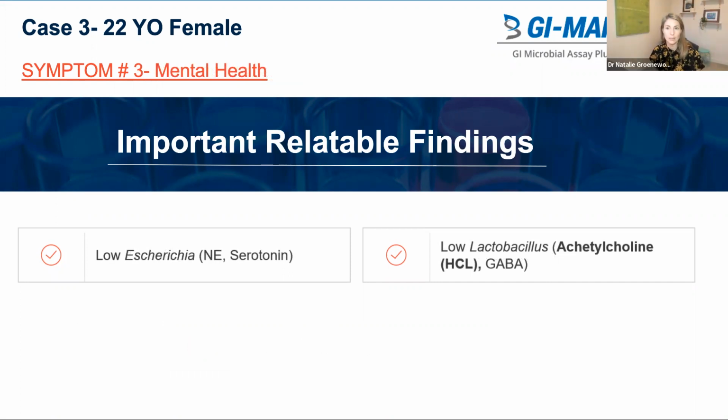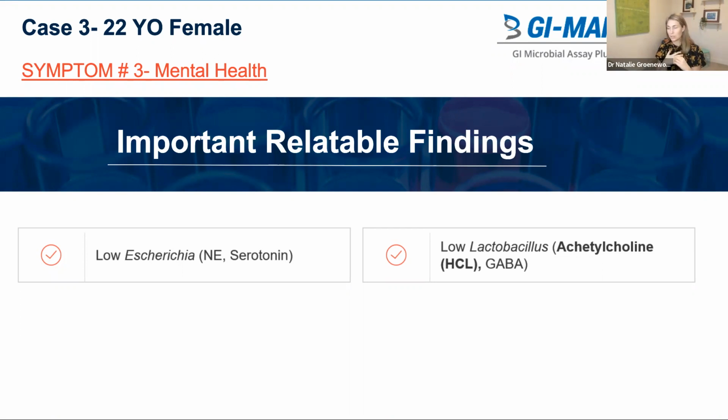And I didn't go into this in either of my previous lectures, but our normal flora actually can produce neurotransmitters as well. So I just wanted to make a note here. She had low Escherichia. Escherichia is important for producing norepinephrine and serotonin. And then low lactobacillus. So lactobacillus can produce acetylcholine. Acetylcholine is one of the major triggers for our body to know to produce HCl. So when we see low lactobacillus, we can also kind of indirectly infer that there might be some hypochlorhydria, because that acetylcholine from the parasympathetic neurons triggers parietal cells to produce HCl. So I thought that was a really cool connection too.